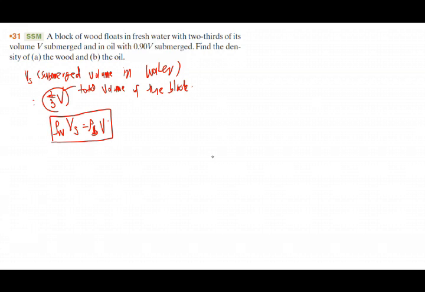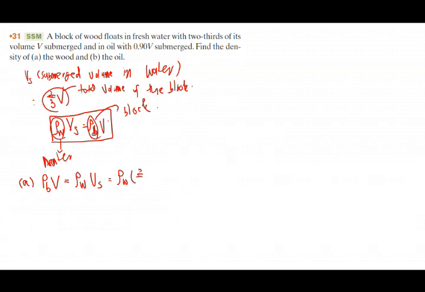So here, this one is the density of water, and this rho B is the density of a block. With that idea, you can solve number one, A. So rho B times the total volume of the block is the same as rho W times Vs. If you replace Vs with two-thirds of the total volume V, then rho B, the density of the block, is just two-thirds of the density of water.